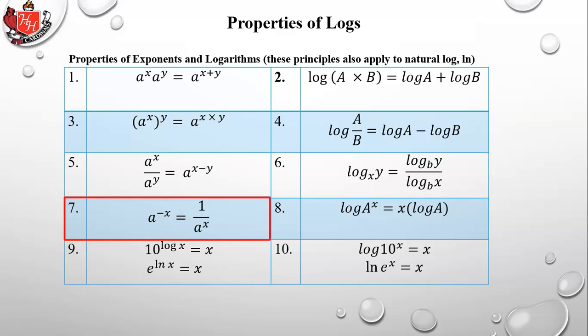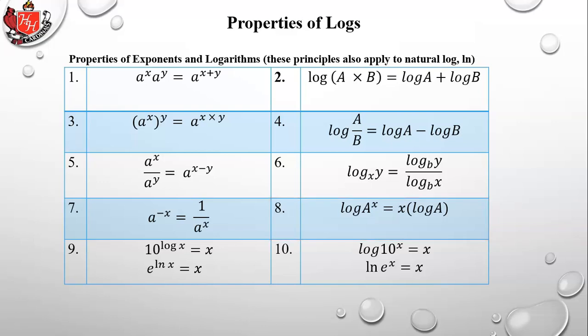Okay. A raised to the negative x power is the same as 1 over a to the x power, so it flips it. It's the reciprocal of that number. Log of a raised to the x power, this is an important property here. If you have log of a raised to the x power, you can take that exponent and put it out in front of the log term, so it becomes x log a.